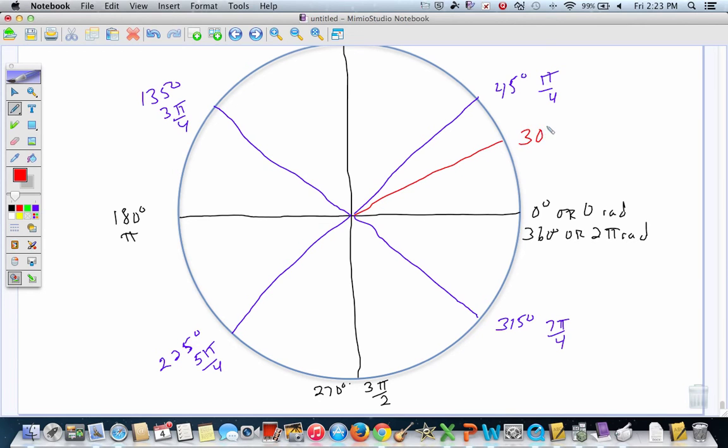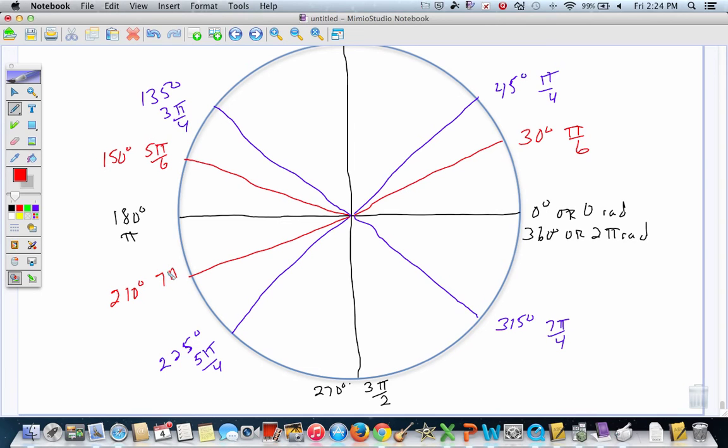If I go back to quadrant number 1, the next commonly used angle we have is a 30-degree angle. 30 degrees is the same thing as pi over 6 radians. We'll have a family of those graphs as well. So if I go to quadrant 2, I have 150 degrees, which is the same thing as 5 pi over 6. The same idea applies. 30 times 5 is 150, so 5 times pi over 6 is 5 pi over 6.